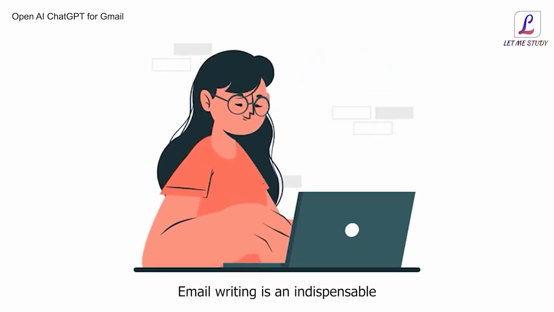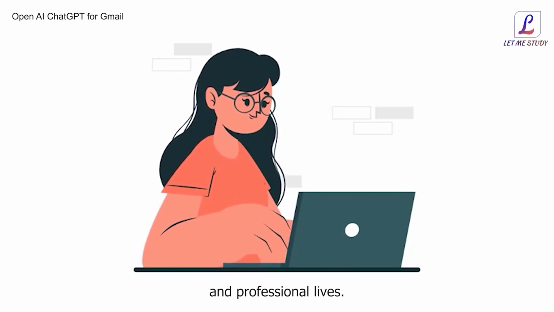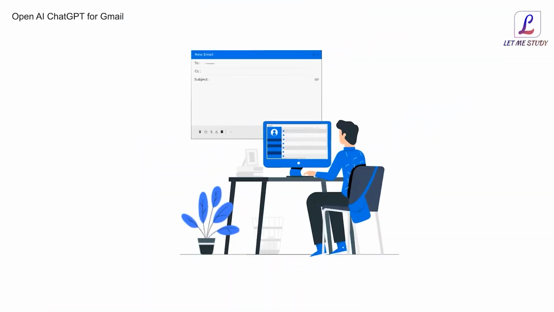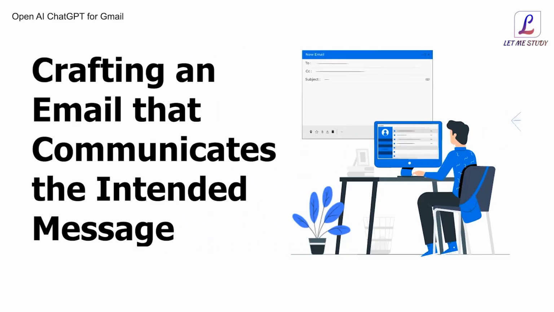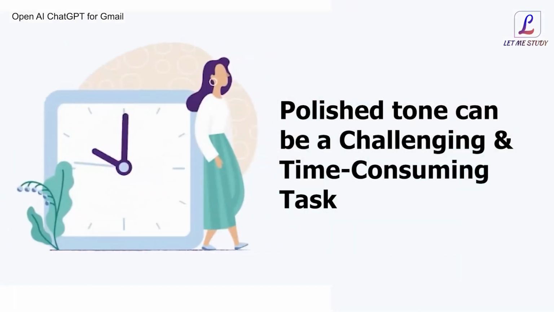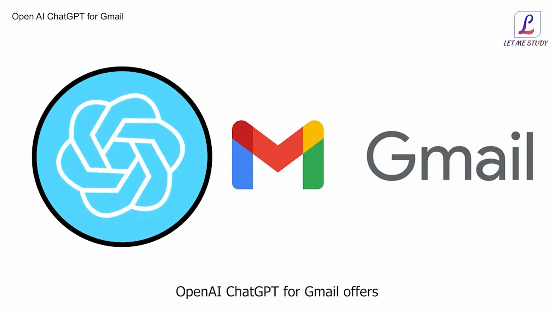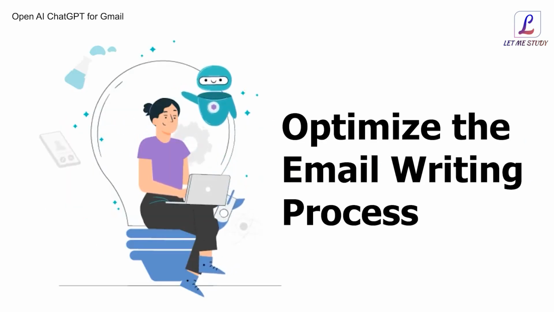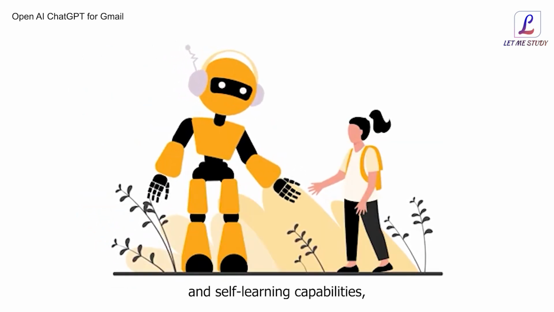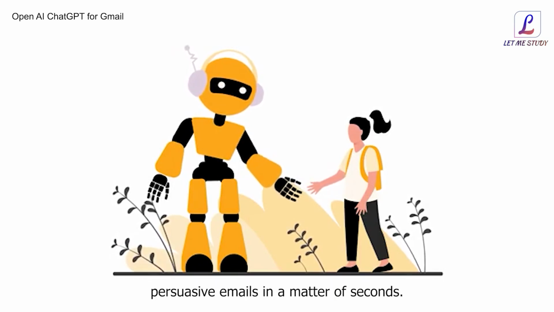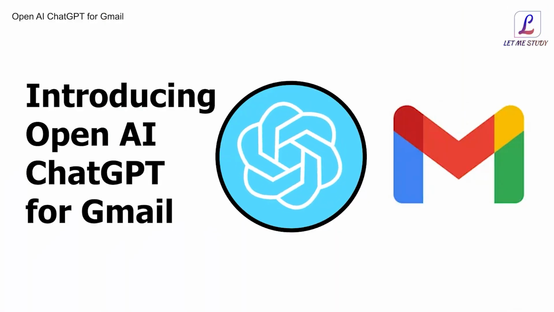Email writing is an indispensable aspect of both personal and professional lives. However, crafting an email that communicates the intended message while maintaining a professional and polished tone can be a challenging and time-consuming task. Fortunately, OpenAI ChatGPT for Gmail offers a cutting-edge solution to streamline and optimize the email writing process. With its advanced technology and self-learning capabilities, this AI assistant can help users create high-quality, persuasive emails in a matter of seconds. Introducing OpenAI ChatGPT for Gmail.